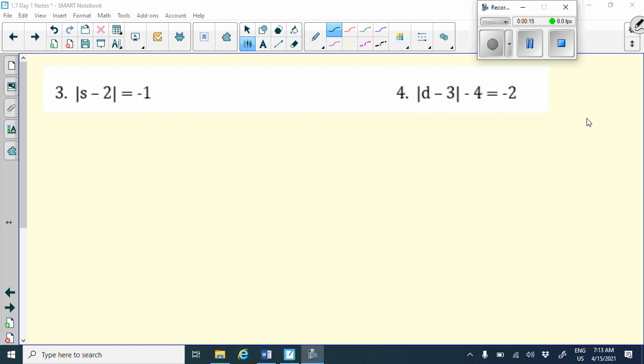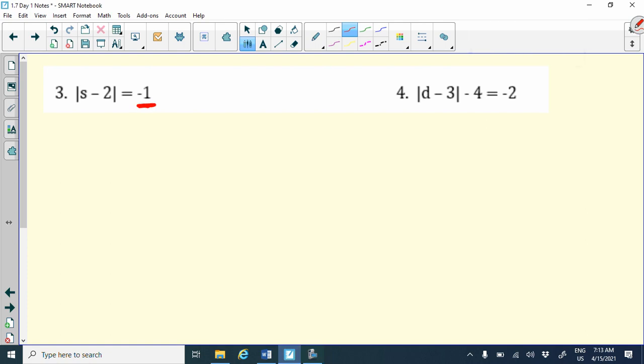Now, if you notice here, I see that I have a negative number outside of the absolute value bars. What did we talk about at the very beginning, really in part 1 of our 1.7 day 1 notes? Could our absolute value equation ever equal a negative? No, because remember, absolute value means the distance a value is from 0. And so when we think of distance, distance can't be negative. So our absolute value can never equal a negative number.